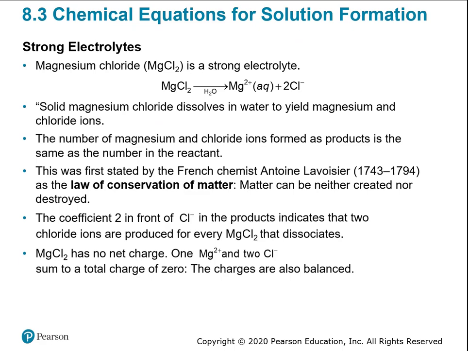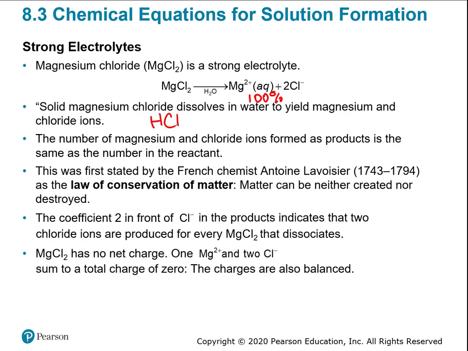So strong electrolytes. In a strong electrolyte, this is where you have an ionic compound. When you hydrate it, a hydration reaction just means that you dissolve it in water, right? So if you hydrate it, it breaks into its individual ions. Notice the arrow goes in one direction, not in both directions. So I know that means that 100% forms these ions. Sodium chloride, you would do the same thing, right? If I had NaCl, hydrating it, 100% Na and Cl.